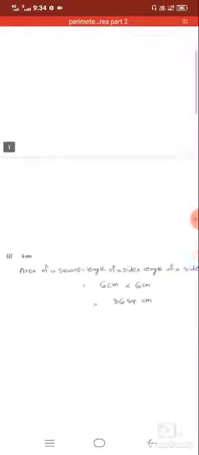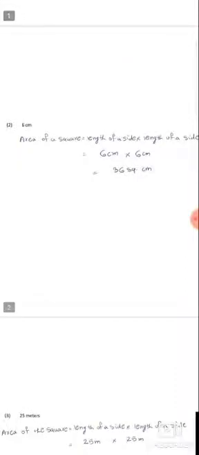Now see another sub question. Here 6 centimeter is given as the length of one side. So find out the area of the square. The area of a square is length of a side multiplied by length of a side. So 6 centimeter multiplied by 6 centimeter, 6 multiplied by 6, 36 square centimeter. Square centimeter is the unit of area of that figure.